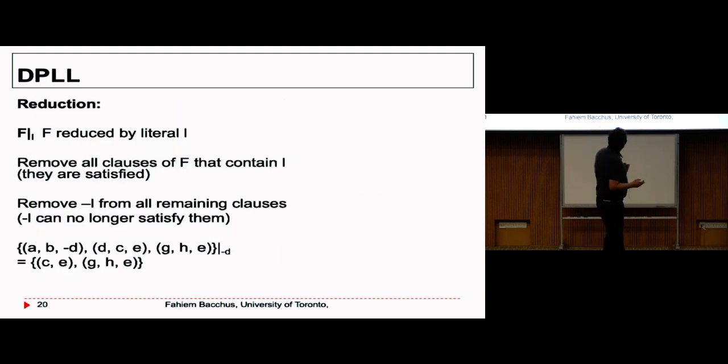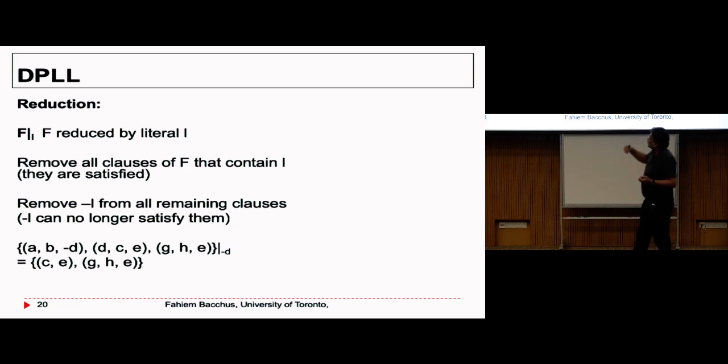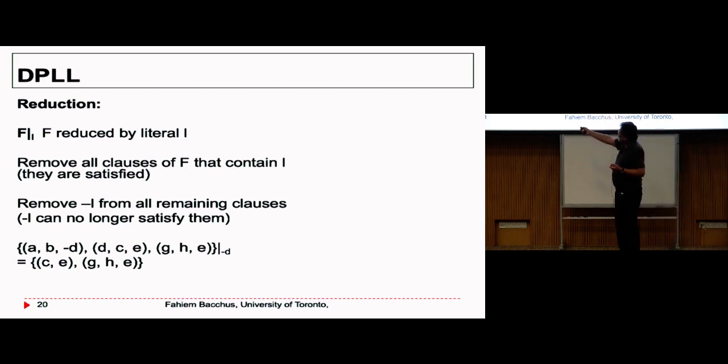And what is this reduction? Well, the reduction is pretty simple. If you have a formula in CNF and you assign a literal L, what you're going to do is remove all the clauses that have L in them because they're satisfied by L. And you're going to take all the clauses that have not L, and you're going to get rid of the not L, because those clauses can no longer be satisfied by not L, because not L is false. Okay, so if you reduce this example here by D, this clause will vanish, and this one will get its not D removed.